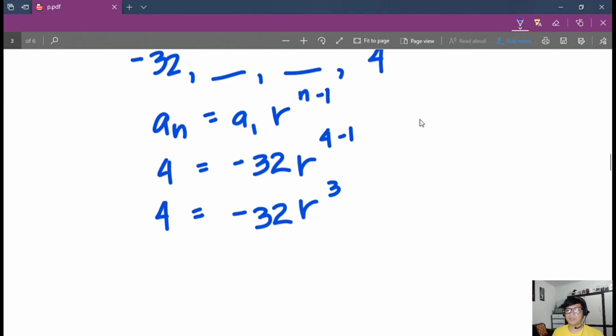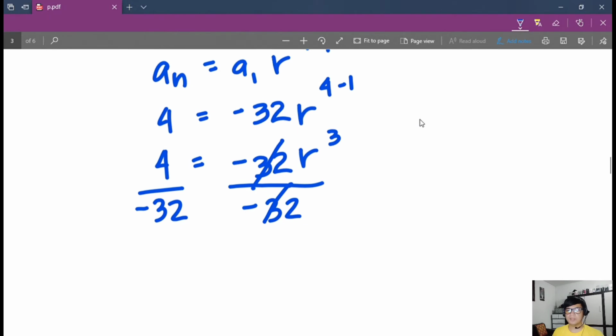To get rid of this negative 32, we do the same. Divide both sides by negative 32, so that it goes away. What's left can be reduced to lowest terms. This is divisible by 4, and this is also divisible by 4. So it can be 1 over, 32 divided by 4 is 8. So, negative 1 over 8 is equal to r cube.